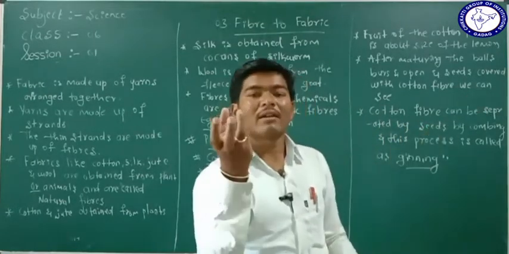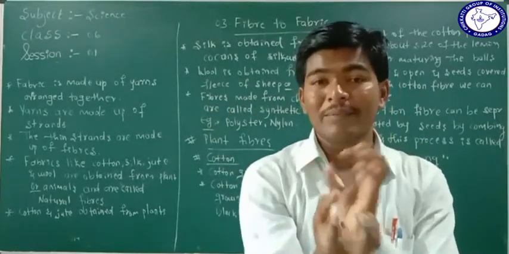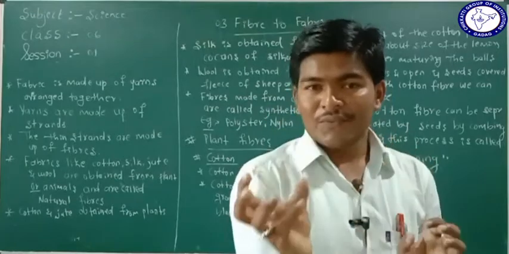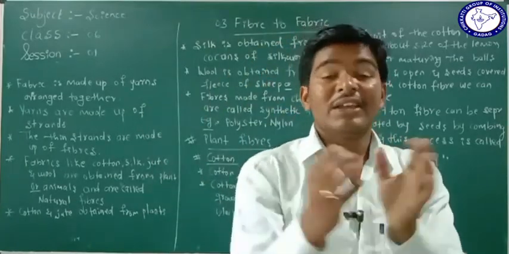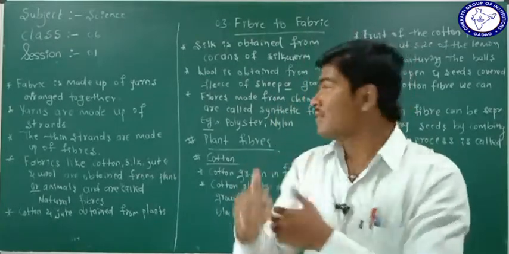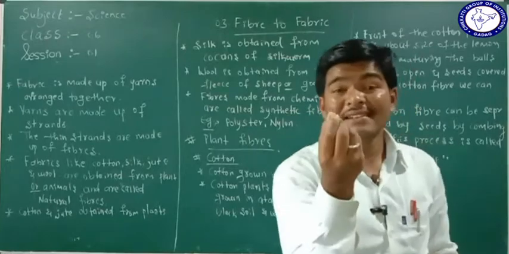So when the cotton fruits burst, the cotton comes out of the cotton fruit, and in that fruit some seeds are present with the cotton. In the first step of converting cotton into fiber, we are going to remove the seeds of the cotton.